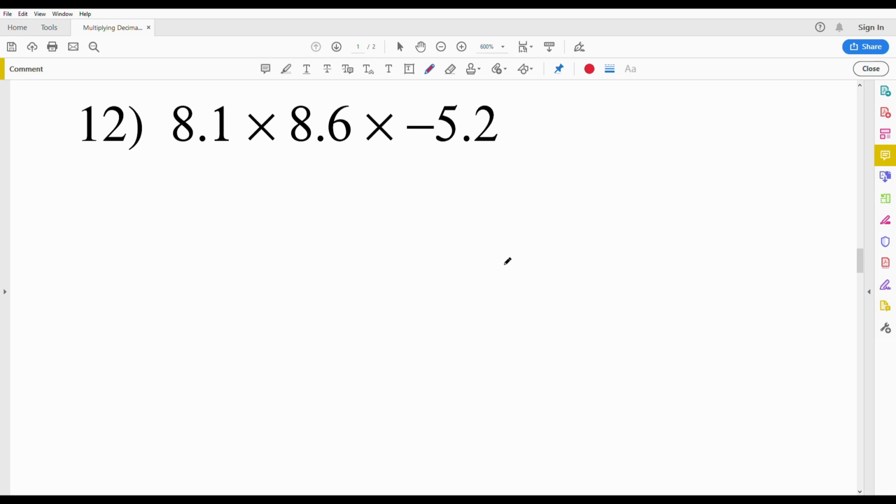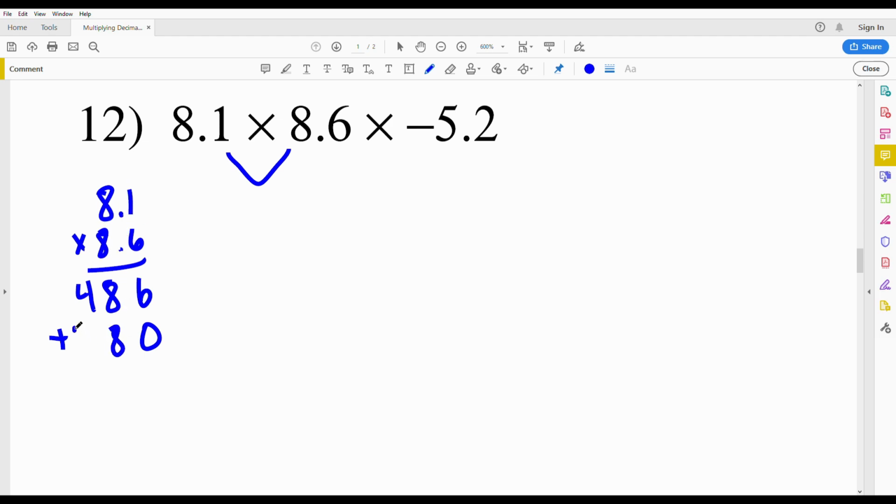Let's complete number 12. I'll go ahead and go left to right. So I'll do 8.1 times 8.6 at the start. 8.1 times 8.6, positive times positive. 1 times 6 is 6. 8 times 6 is 48. So I'll write my 8 and 4. Then I'll be adding that to that placeholder 0. Don't forget, 1 times 8 is 8. 8 times 8 is 64. So I'll have 6. 8 plus 8 is 16. 1 plus 4 plus 4 will be 9. And then 0 plus 6 is 6.